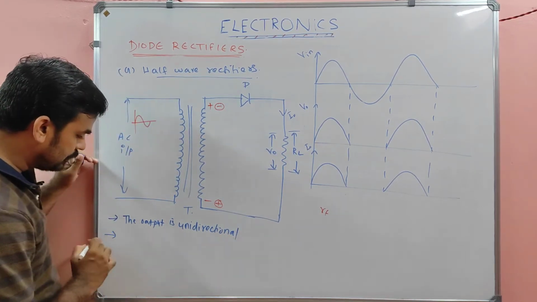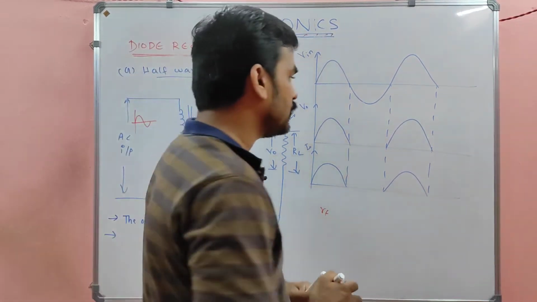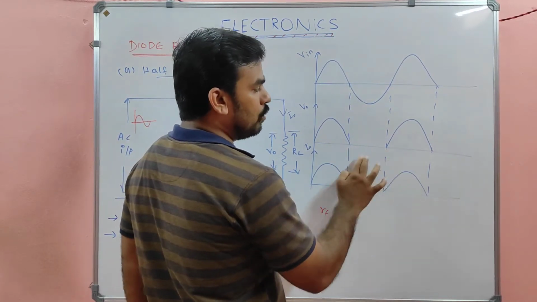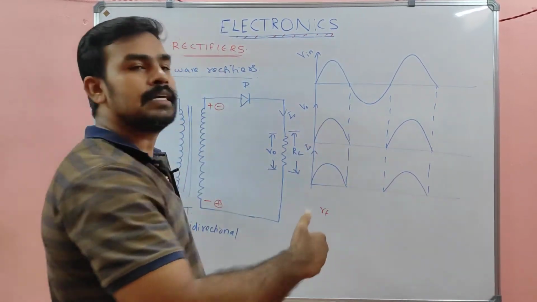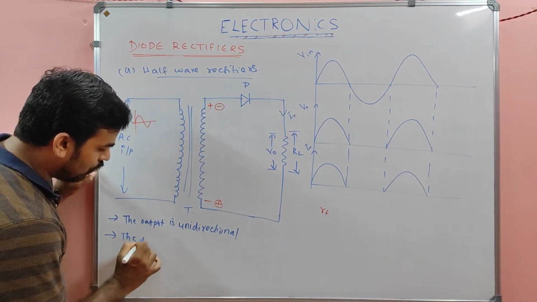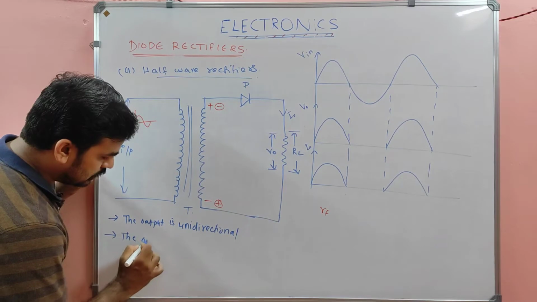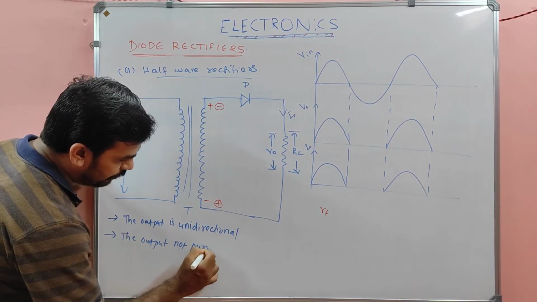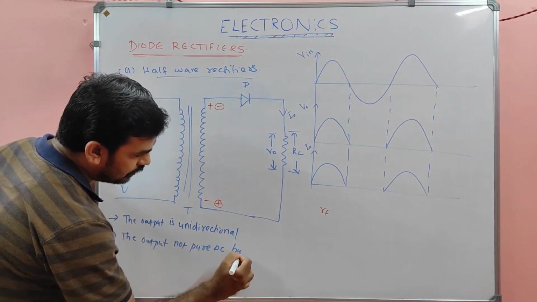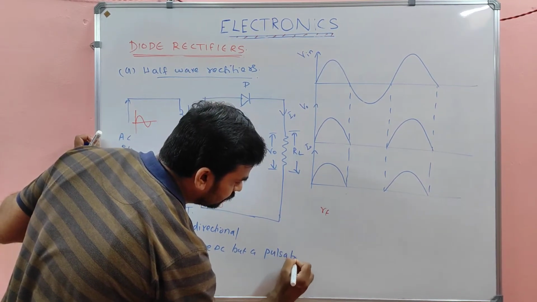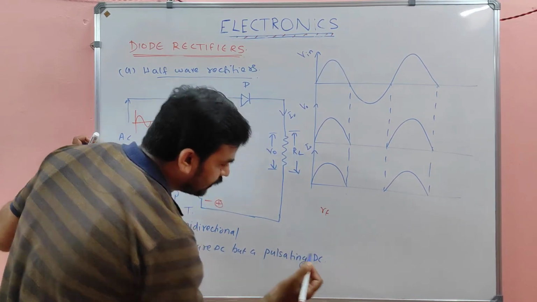Am I right? The output is what, my dear? Unidirectional, because there are no negative sides. There are no negative waveforms. So you can say that the output is unidirectional. The output is not pure DC, but a pulsating DC, right? Am I right, my dear?